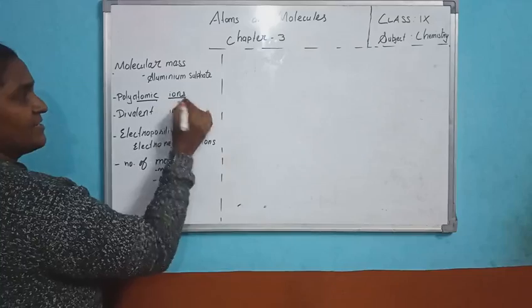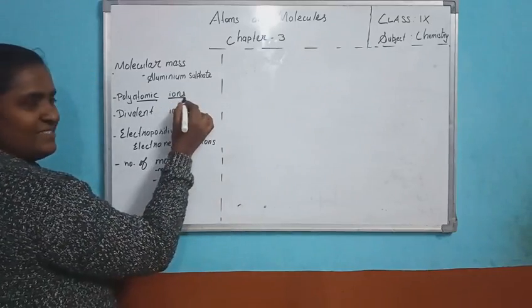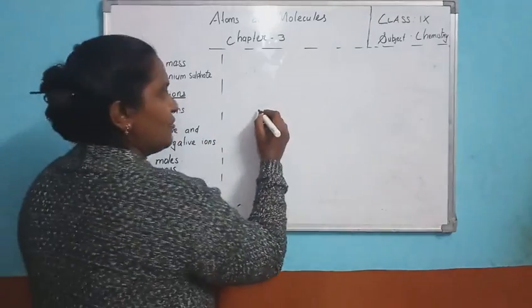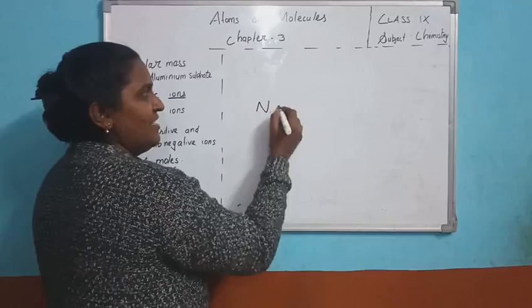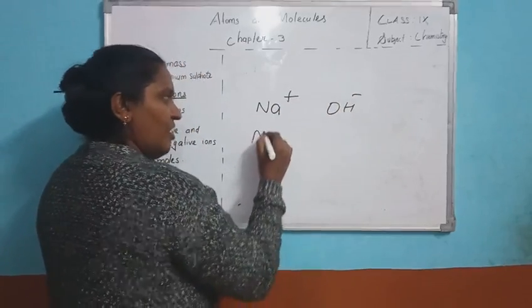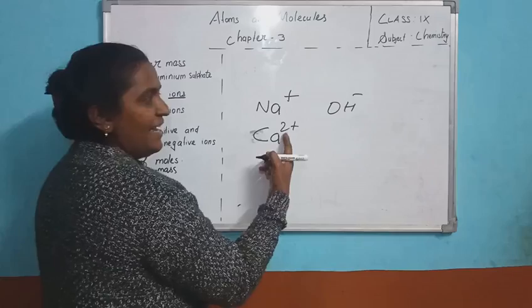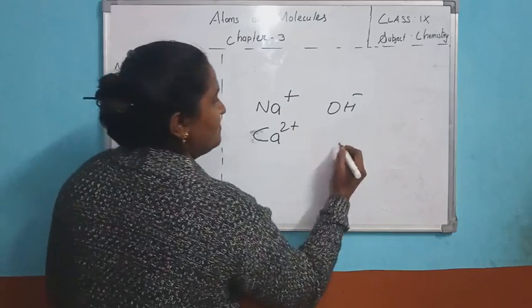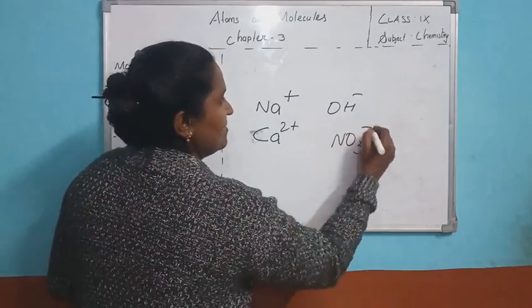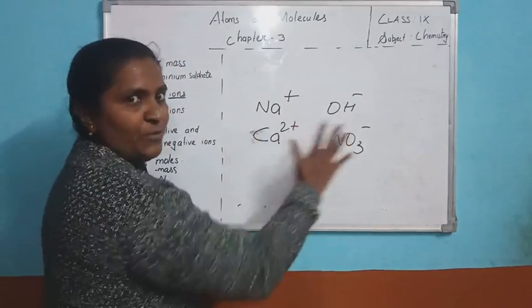This is for ions, this is for molecule, polyatomic molecule. Now it is ions. You have to know the charged particles. They may be positive, they may be negative, or they may be dipositive, divalent. These are the examples of ions or charged particles.